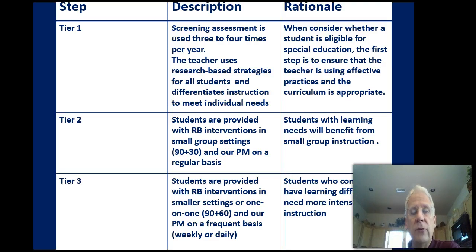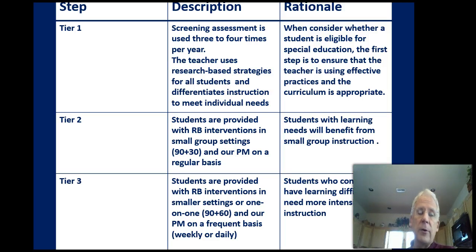Tier 2 would be students that are provided with research-based, RB, interventions in small group settings, and their progress monitored on a regular basis. So if you see the 90-30 there? If I'm Justin and I'm in Tier 2, that means, let's say for example, I'm having difficulty in reading. All the kids, let's just say for an example, get 90 minutes of reading a day in their classroom. Well, since Justin's struggling with reading, he's going to get an additional 30 minutes, all right? And there's going to be some special interventions, reading interventions, that are going to be used to help meet his needs.